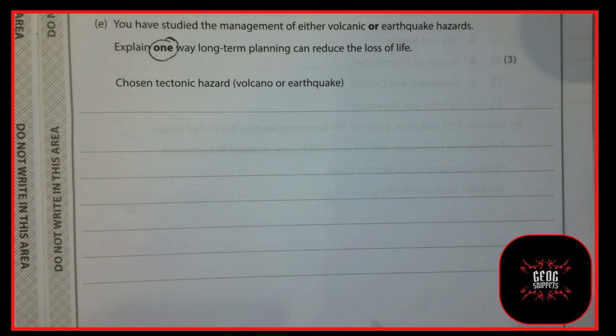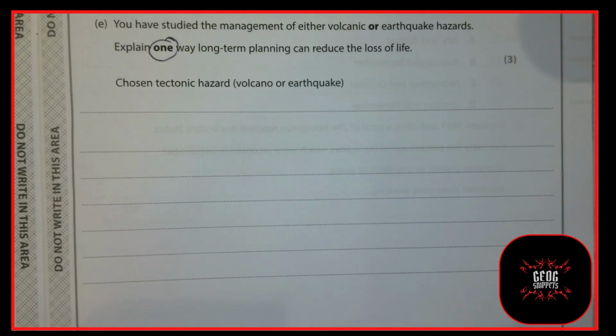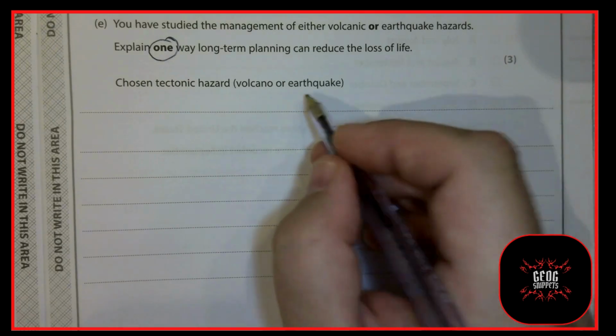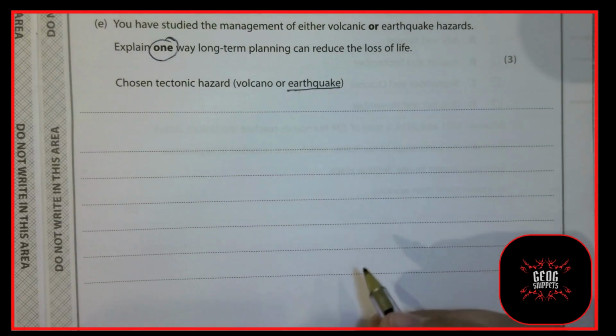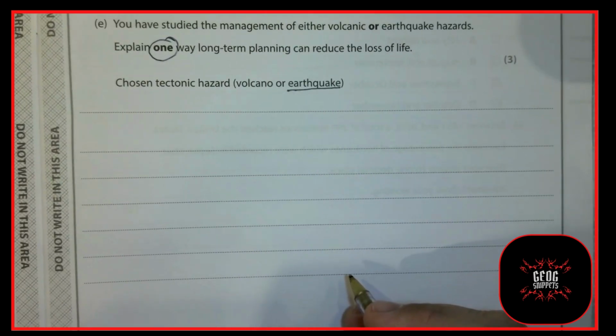So the question here is, you have studied the management of either volcanic or earthquake hazards. Explain one way long-term planning can reduce the loss of life. Okay, so for our particular question, we will be talking about earthquakes because that's what we've studied as part of our course. So I'm trying to think of management that can reduce the loss of life.